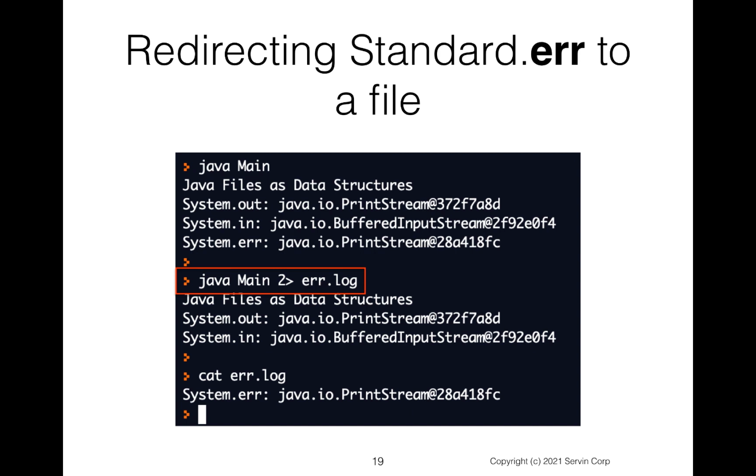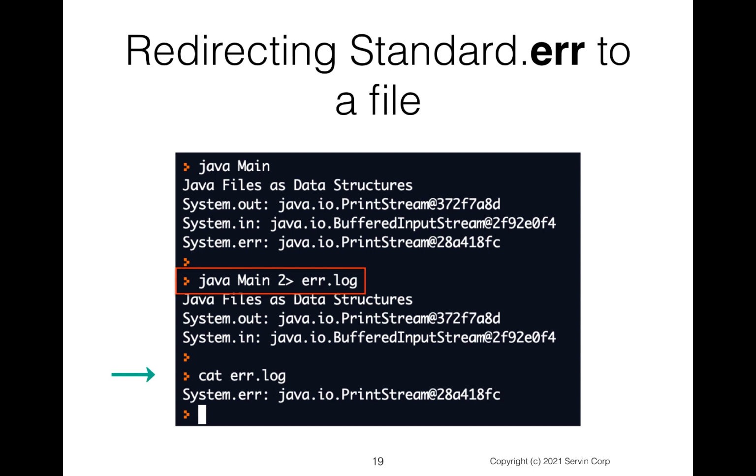The number 2 actually represents standard error. And so if I say 2 greater than error.log, notice what comes to the screen, to the console, in this case: Java files as data structures, the System.out, the System.in. Those appear on the console. What goes into the log file is actually the error information.